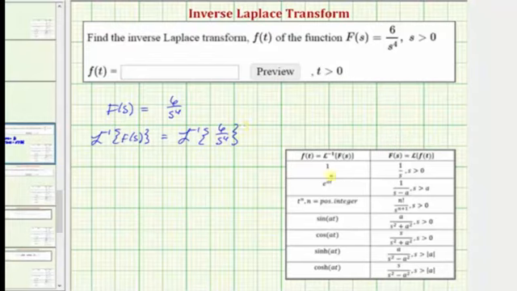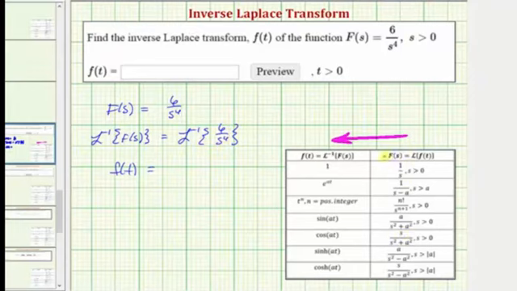Now looking at our table of Laplace transforms, notice how we're given big F of s and we're trying to find f of t, which means we'll be using this table in this direction here. So notice how the inverse Laplace transform of big F of s is equal to f of t. So on the left side we do have f of t, and now we need to work on determining the inverse Laplace transform of 6 divided by s to the fourth.